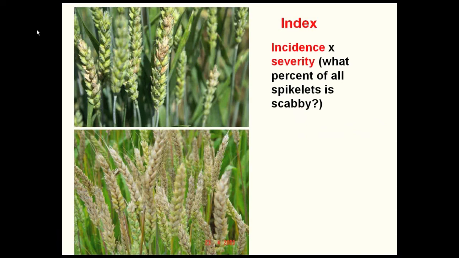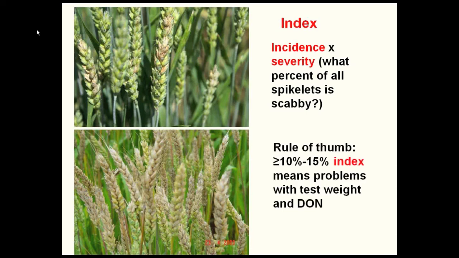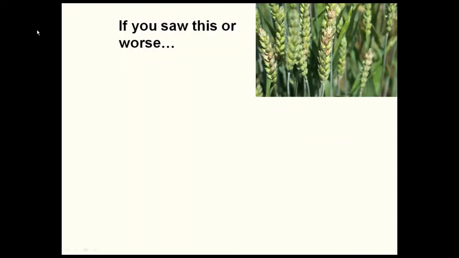What good does that do me? Well, I can calculate my index. And my index is basically the incidence times the severity divided by 100. That's kind of confusing. So really what I'm trying to figure out here is what percentage of all these little spikelets are bleached in my crop. And you can get that by calculating the incidence times the severity. Rule of thumb, if 10 or 15% or more of all my little spikelets are bleached, I'm probably going to have a problem with DON. DON will probably go over 2 parts per million when I try to sell it. I'll probably have test weight problems, and I'll lose some yield.